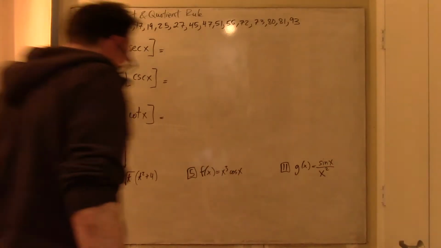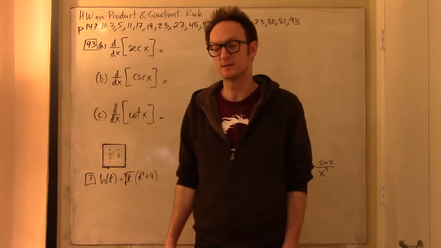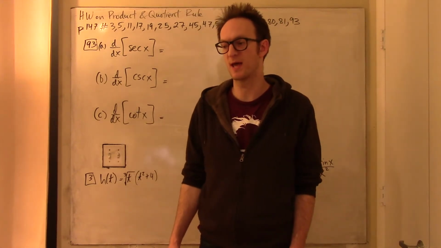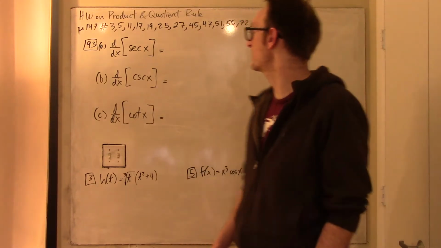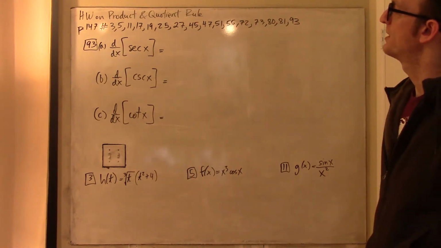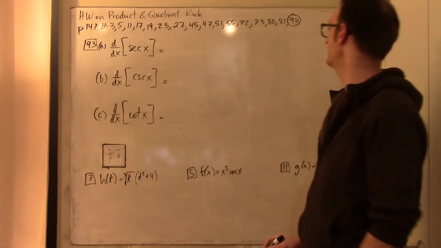Okay, there was a homework on the product and quotient rule, which was assigned last weekend, I guess, and was due earlier this week. And I forgot to make a video about it, so let's just do it now. I'm actually going to start with the very last problem, 93.